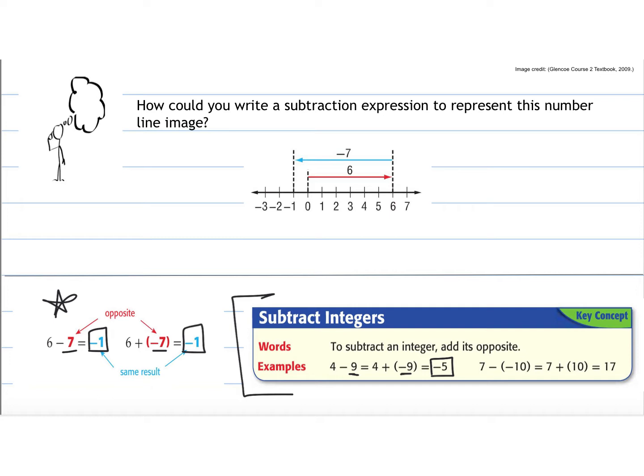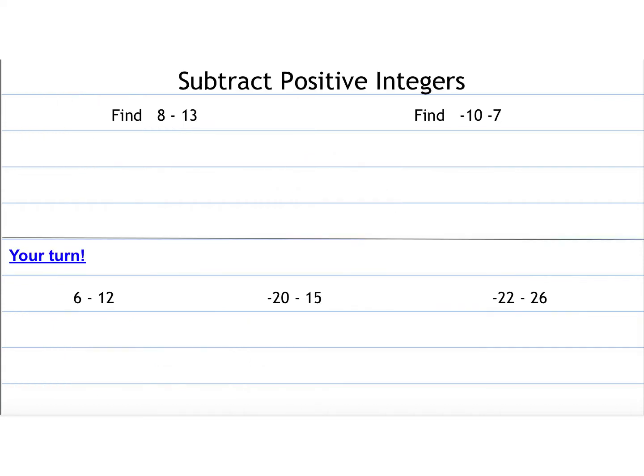Next one, 7 minus -10. If we change that to an addition problem and then add the opposite, the opposite of -10 is a positive 10, we end up with a positive 17. Okay. So now we have some more that we're going to do.